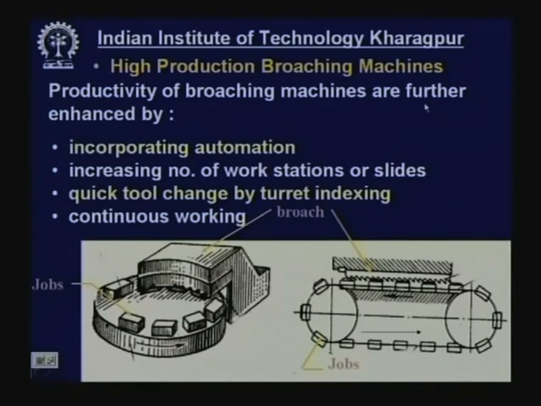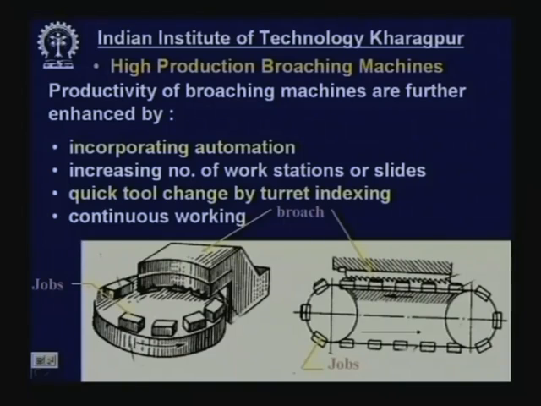Productivity of broaching machines. Now, let me remind you that broaching is a process which is very highly productive, because it works very fast, removes the entire material normally in one stroke, unlike milling or shaping or planing. So, as such broaching is very highly productive and used for mass production. It also provides good surface finish and accuracy. But the production rate or productivity of even such broaching process and machines can be increased further. How?